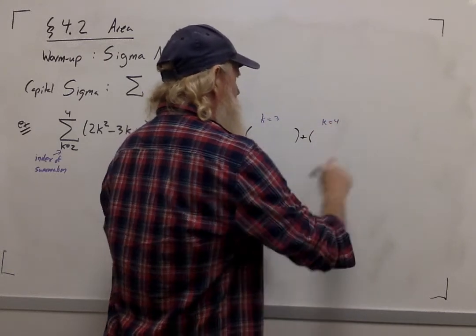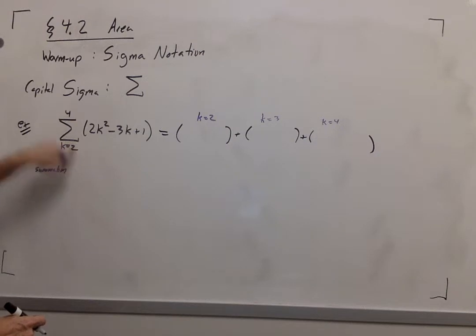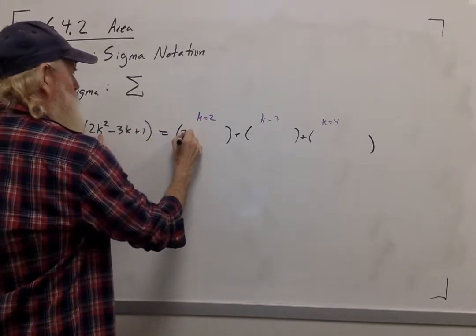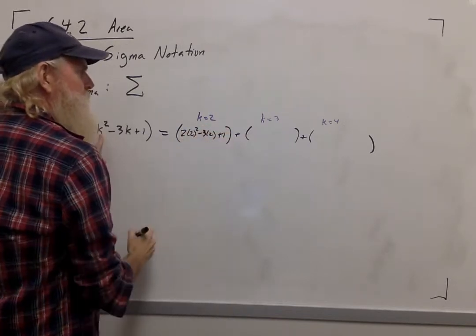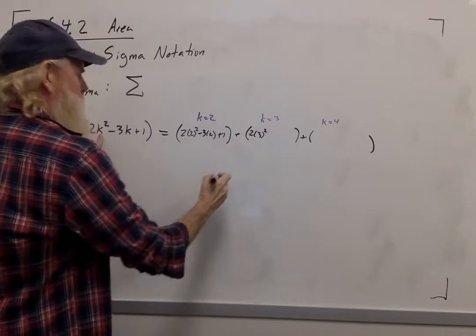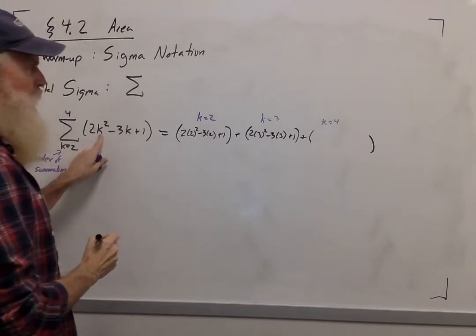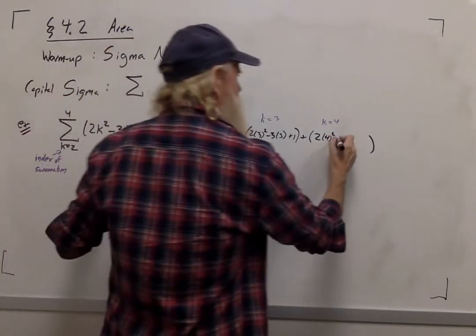And when I get to k equals 4, I stop, because this number on the top says where to stop. So sum k equals 2 to 4 means I plug in k equals 2, and then 3, and then 4, and stop. So when k equals 2, and I substitute into this expression, I get 2 times 2 squared minus 3 times 2 plus 1. When I plug in k equals 3, I have 2 times 3 squared minus 3 times 3 plus 1. And when I plug in k equals 4, I have 2 times 4 squared minus 3 times 4 plus 1.